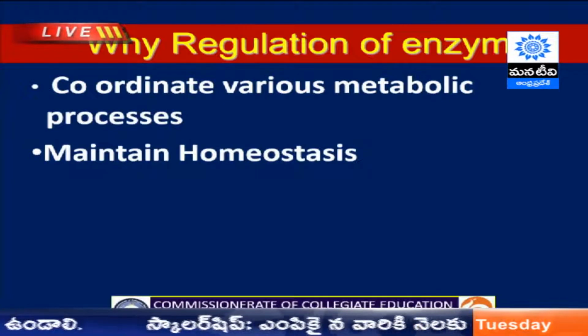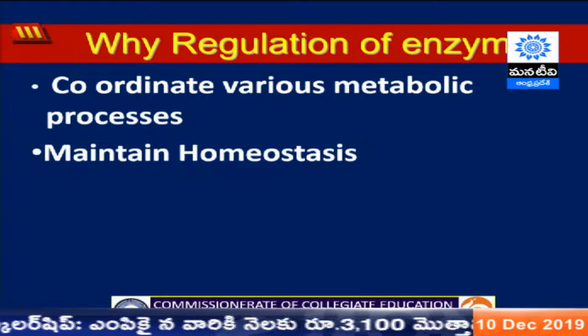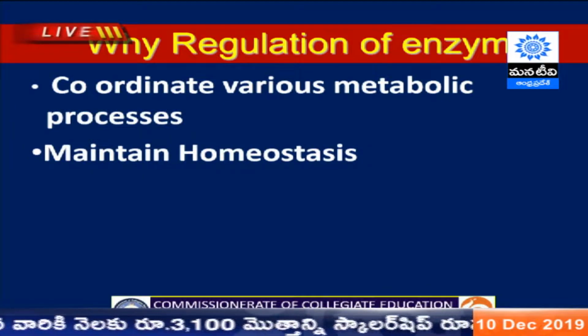How are they coordinating with each other in living organisms? By regulation of enzymatic activity only, the various metabolic processes are coordinated, and it is also helpful in homeostasis, that means maintenance of the internal environment. That is why enzymatic regulation is needed for all living organisms. To maintain the internal environment, this process is required.